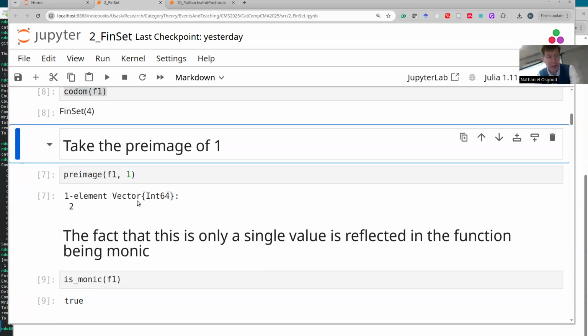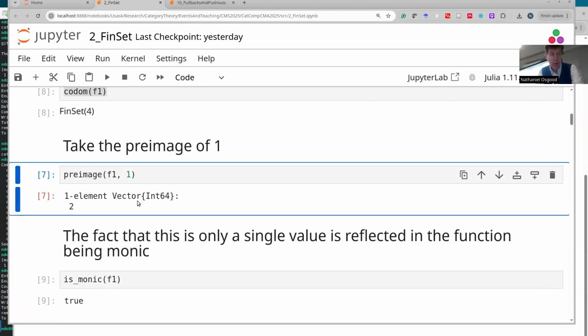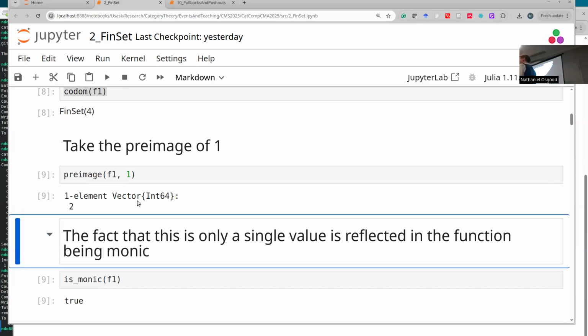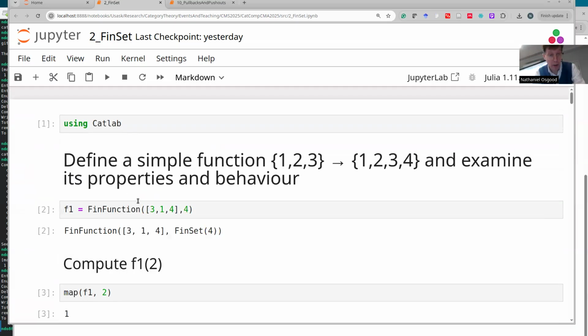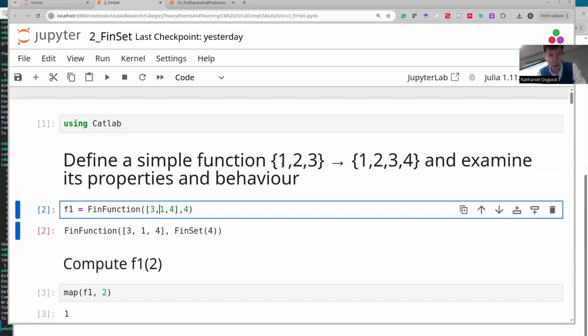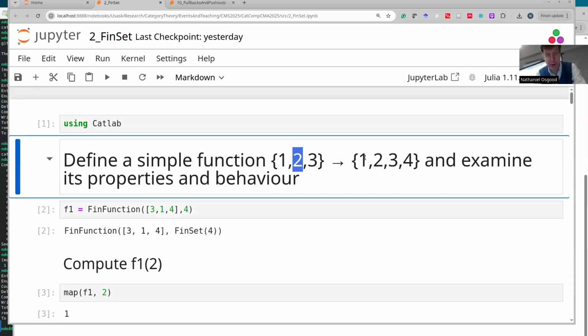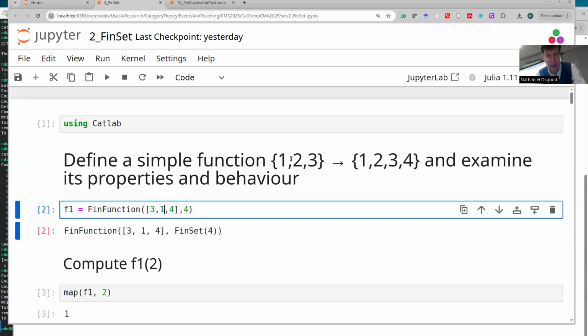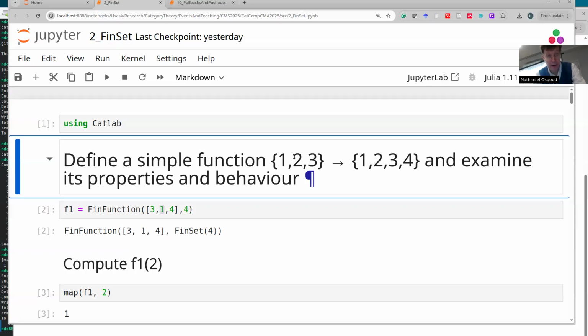It's a function. More than that, we could ask, what's the preimage of what? What things are mapped into 1 by this function? And it will tell us that only 2 in the source maps into 1 in the target. So it was asking, what's the preimage of 1 here? Well, there's only 1 thing in this particular function that maps into it. So it's this one right here.